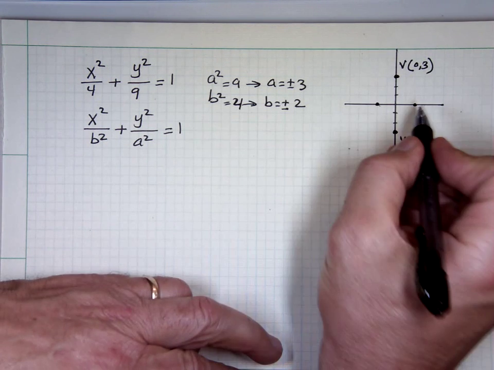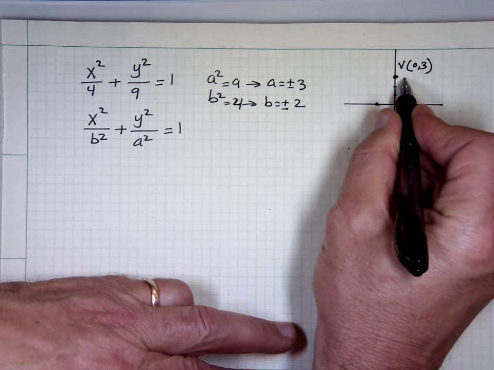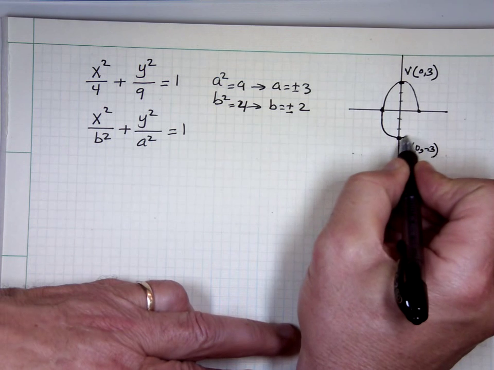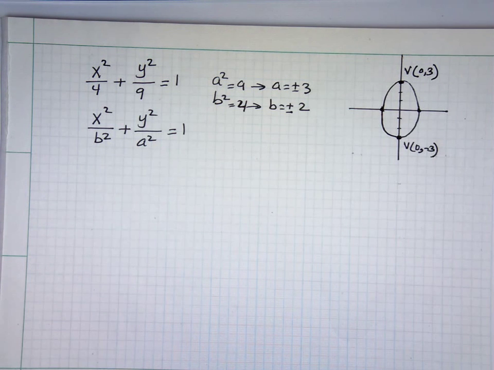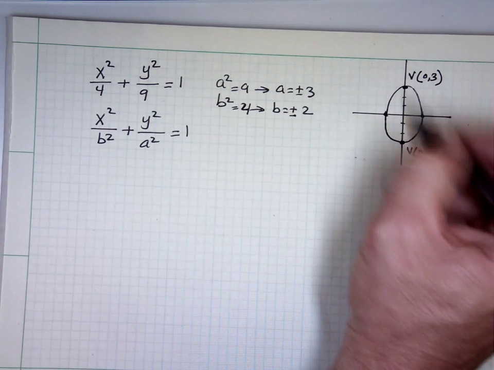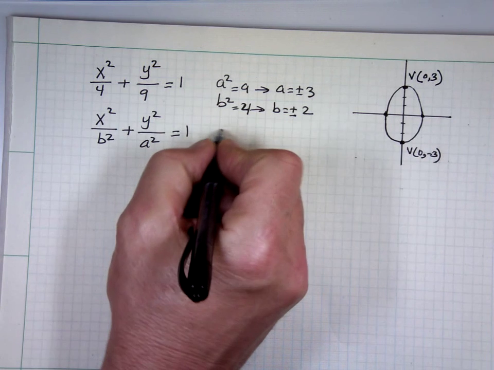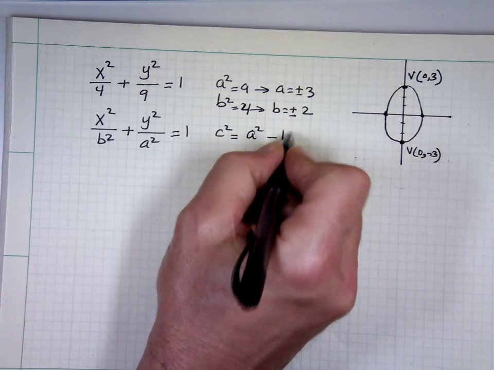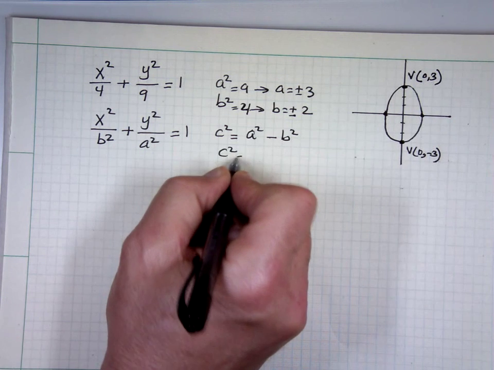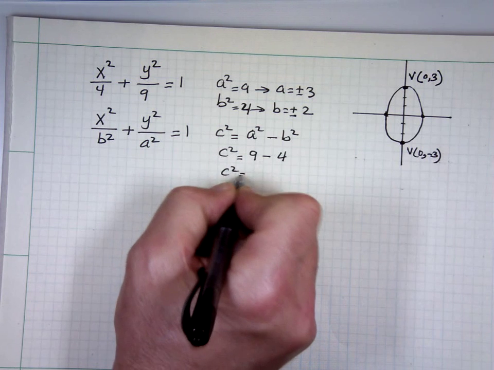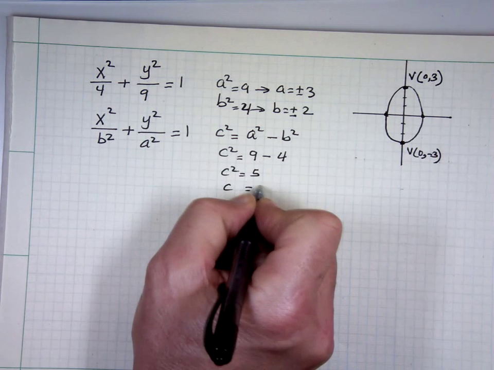So my graph looks like this. Up and down. My focal point is going to be along the longer side. So I need to figure what C is. C squared equals what? A squared minus B squared. C squared equals what? 9 minus 4. C squared equals 5. C equals plus or minus the square root of 5.